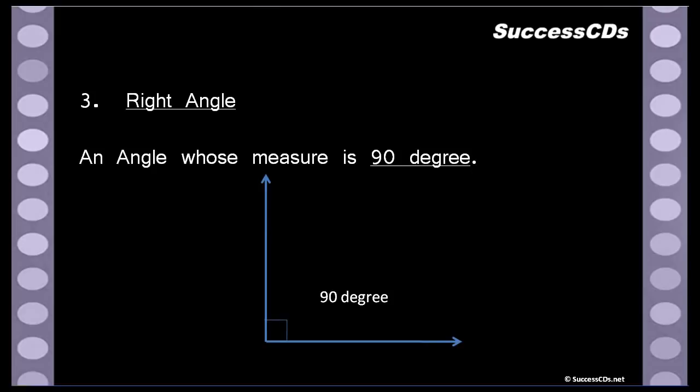Next, we come to right angle. An angle whose measure is strictly 90 degrees only is called a right angle. Now here if you see, two arms are perpendicular to each other. We also call right angles two lines or two arms making an angle of 90 degrees and perpendicular to each other. A 90 degree angle is usually denoted by two lines which are perpendicular to each other.